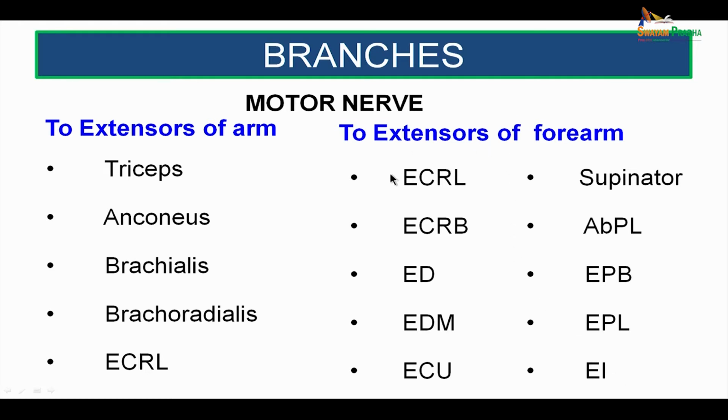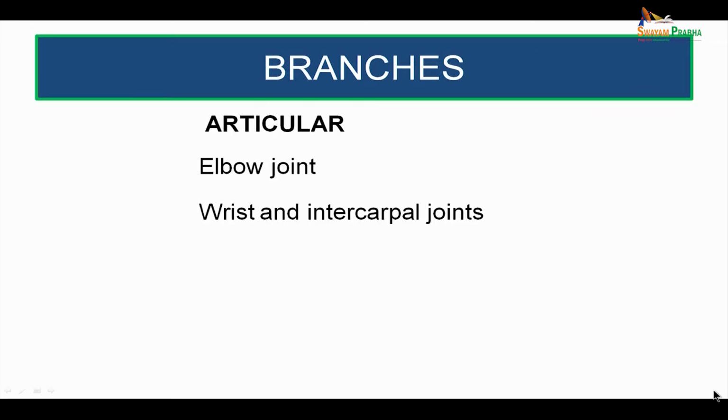It is to be noted that the extensor carpi radialis longus is supplied even before the nerve enters into the forearm compartment, posterior aspect. The nerve also supplies the elbow joint, the wrist and intercarpal joints. That is, it gives off articular branches as it passes along its entire length.